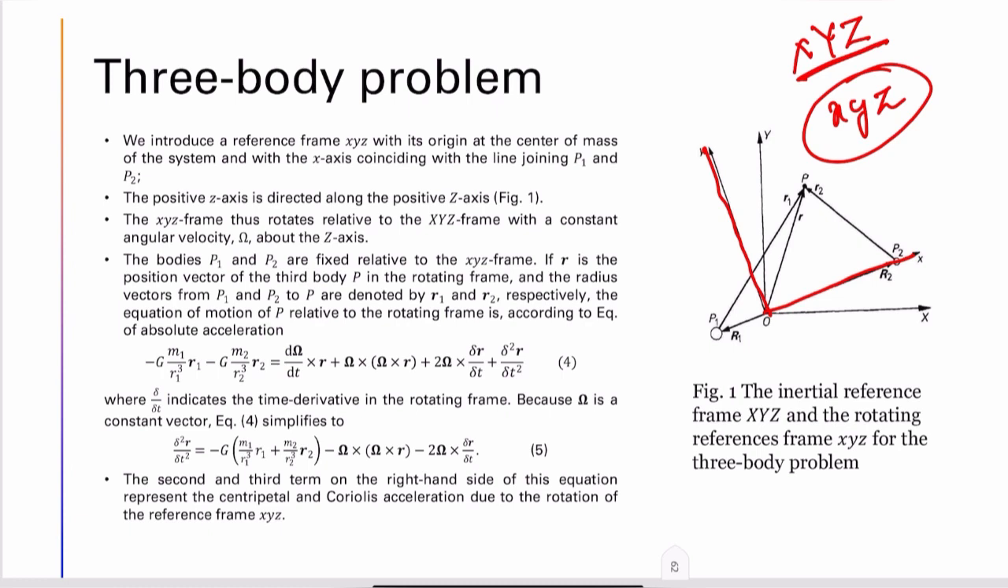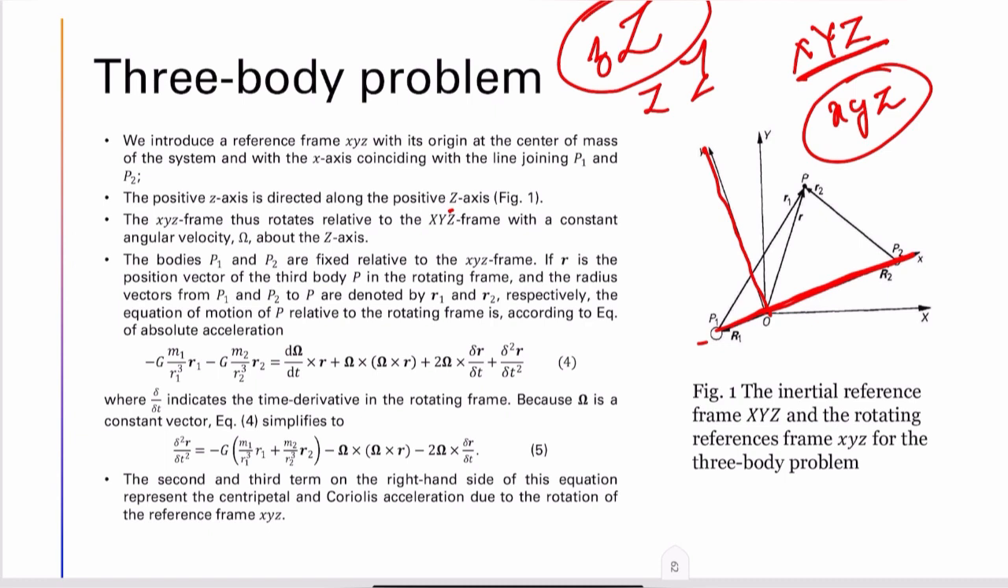Here, when we see this system, x, y, z is introduced, with the x axis coinciding with the line joining P1 and P2. The x axis is coinciding with the line joining P1 and P2, and it is making some angle with the X axis. Now the positive z axis is directed along the positive Z axis. Now the xyz frame thus rotates relative to the XYZ frame. The small xyz frame rotates relative to the capital XYZ. The smaller z and the capital Z coincide, the positive coinciding with the positive.